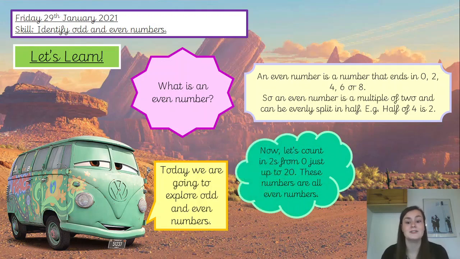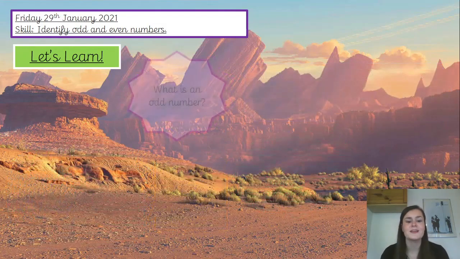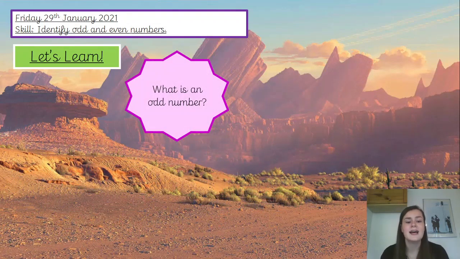Okay, let's count in 2s from 0 all the way up to 20, and knowing that these numbers are all of our even numbers. Ready? So we've got 0, 2, 4, 6, 8, 10, 12, 14, 16, 18 and 20. Well done if you did that with me, good job. Okay, so you can pause the video again, and this time I'd like you to think about or discuss what is an odd number.